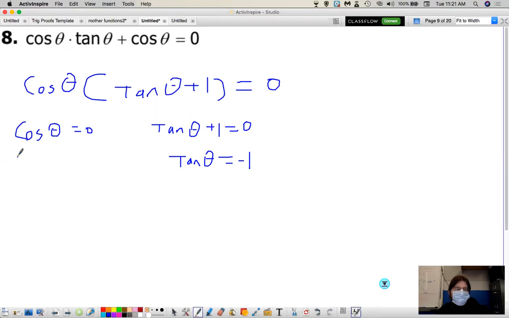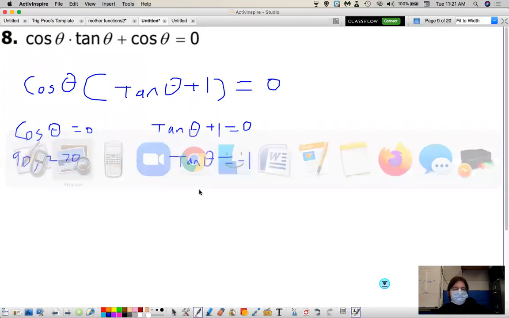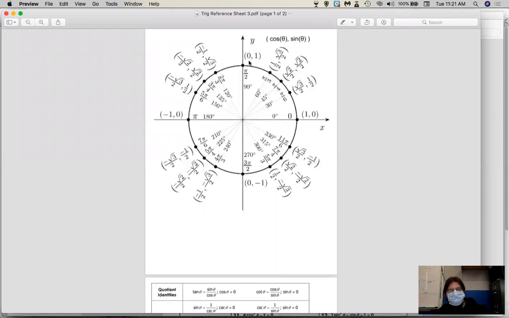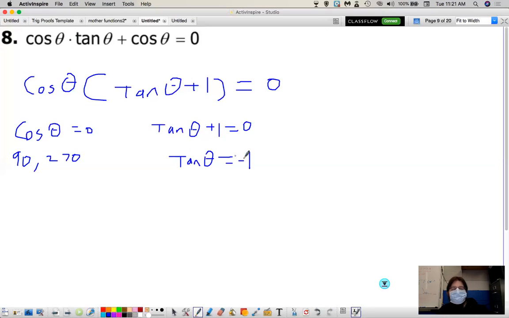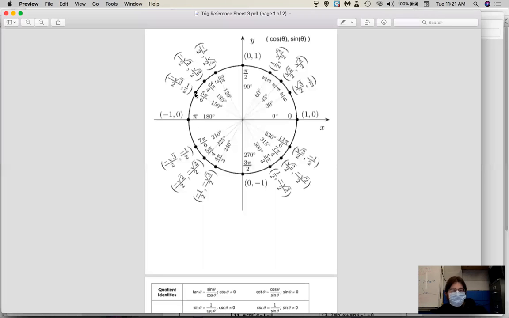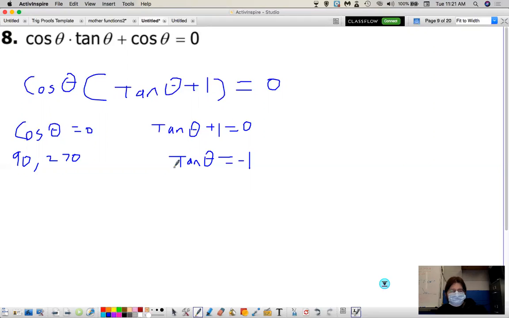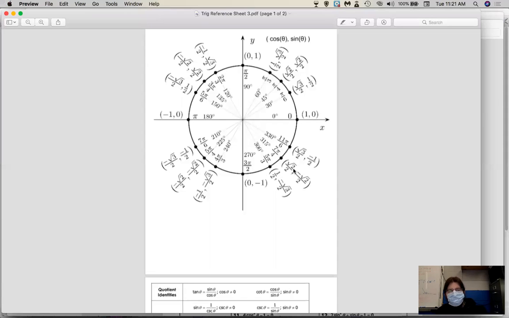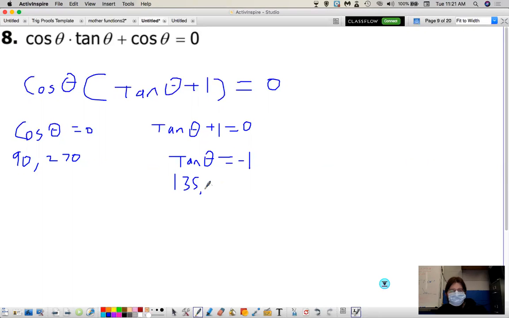Cosine is 0 at, we're in degrees, so 90 degrees, 270. You can check the unit circle, 90, 270. And tangent's -1, well, that's after pi over 4s that are opposite signs. So here, 135. And down here, 315.